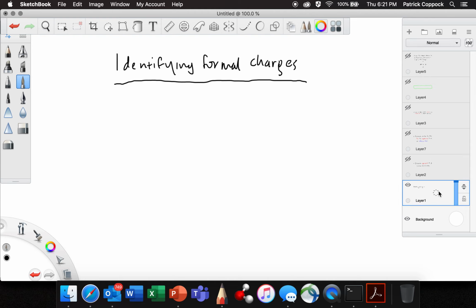Okay, in order to identify the hot spots in chemistry, that is to identify where reactions are likely to occur, we are going to depend heavily on formal charges, identifying formal charges very heavily. All right, so what are formal charges?